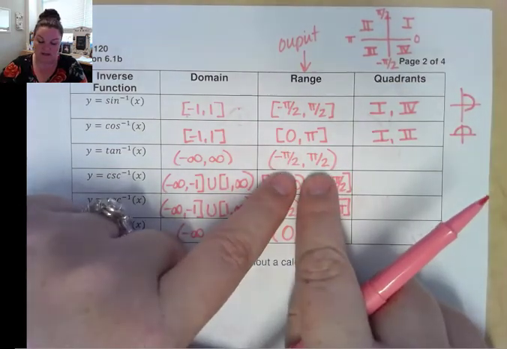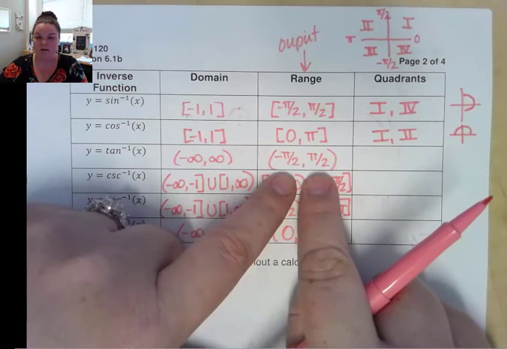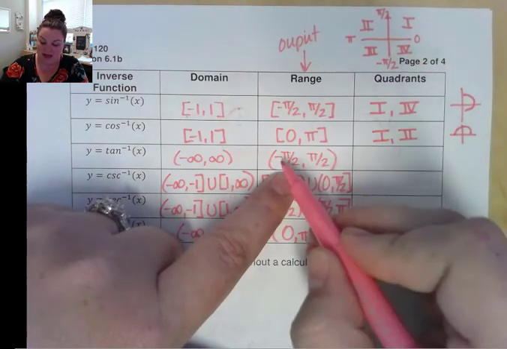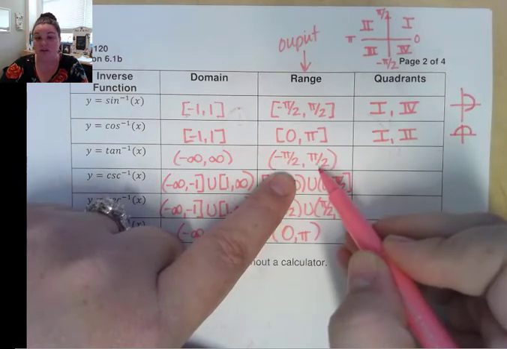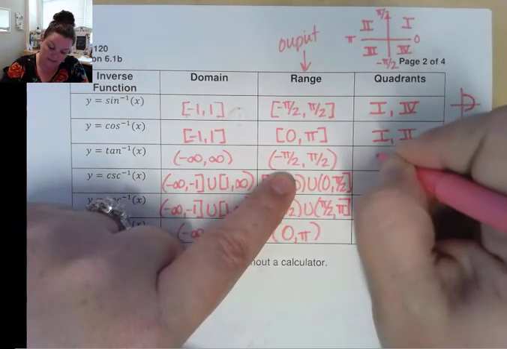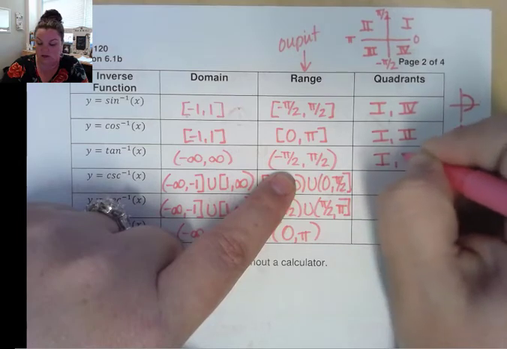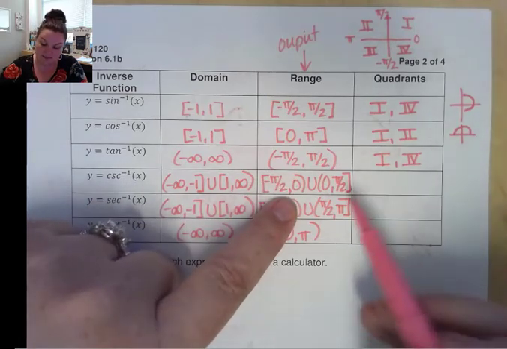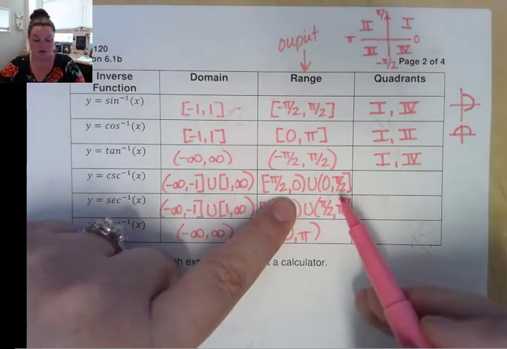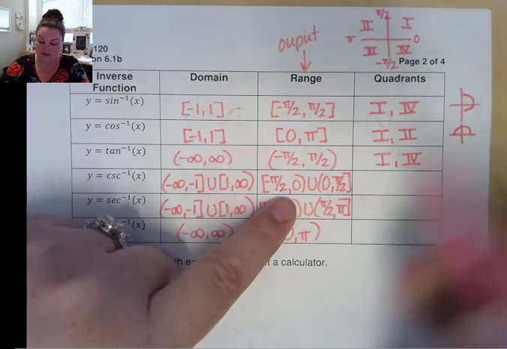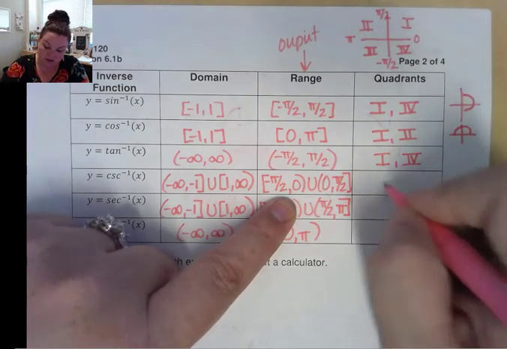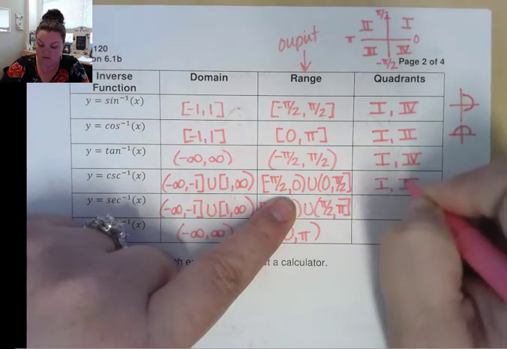The next one is negative pi over 2 to pi over 2, and we've already done that one here, right? The only difference here is that the actual negative pi over 2 and pi over 2 values aren't included, but that still means it's going to fall in quadrant 1 or 4, right? And then same thing here, negative pi over 2 to pi over 2. That's also going to be here. The only thing is it can't equal 0. But that's still going to cover quadrant 1, quadrant 4.